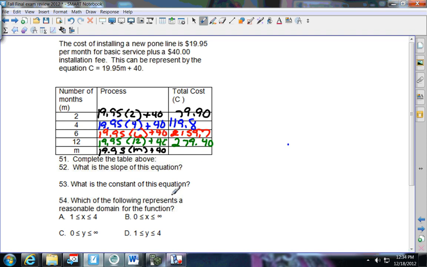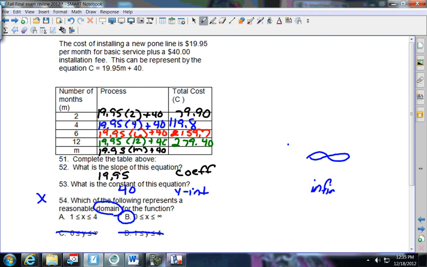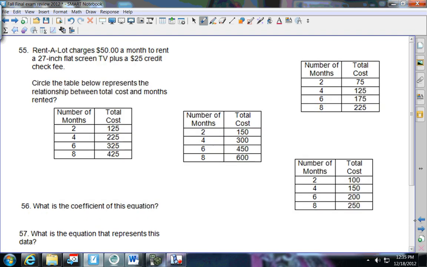Okay. So now it says, what was the slope of the situation? The slope was 19.95. That's the same as the coefficient. The constant is 40. Remember, the constant is the same as the y-intercept. Now, it says, which of the following represents a reasonable domain? Domain is what letter, x or y? It is x. Domain is x. So I can cross out C and D. It says a reasonable domain, and it says from 1 to 4. Well, my table goes up higher than that. I'll say B. Right here, what does this mean, this thing laying on its side? Infinity. Well, infinity is the same as all real numbers, it just keeps going up. Now we have number 55.